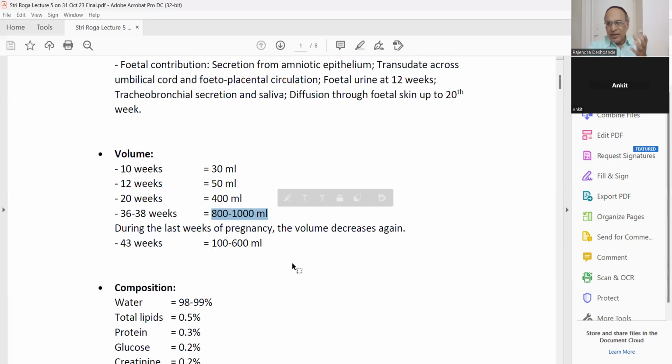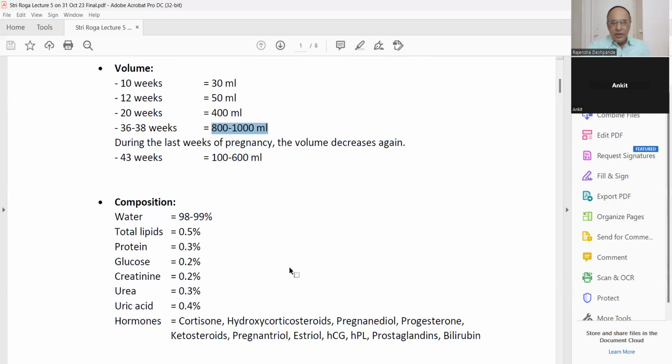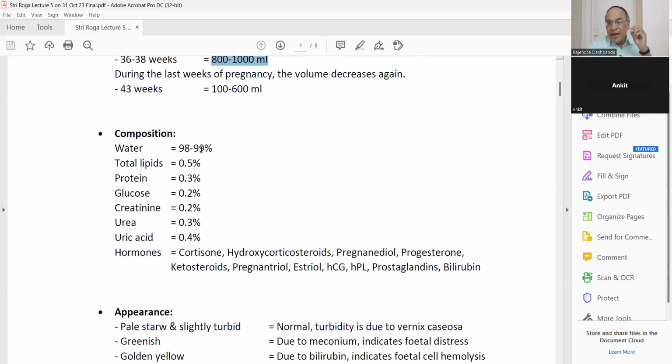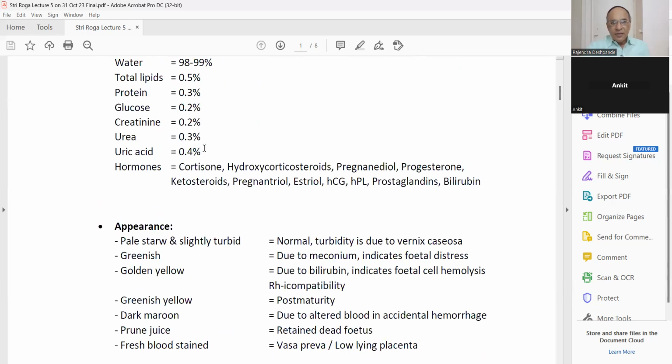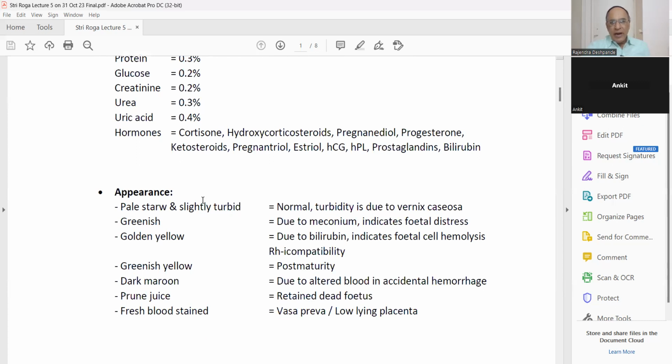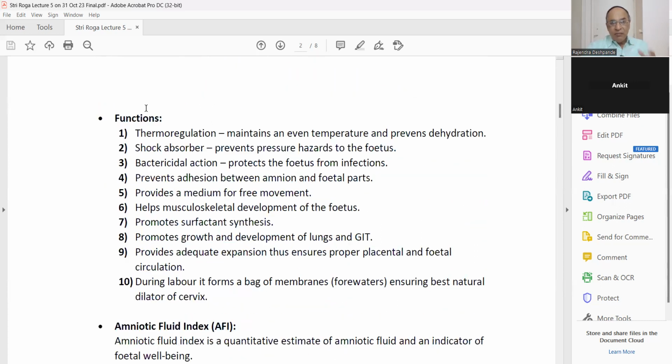If it is too less, that is oligo. If it is too much, that is poly. Composition, 99% is water. Then pale, straw and slightly turbid is normal. Turbidity is because of the Vernix Caseosa. Then we have said the functions: thermoregulation, shock absorber, bactericidal, killing the bacteria.